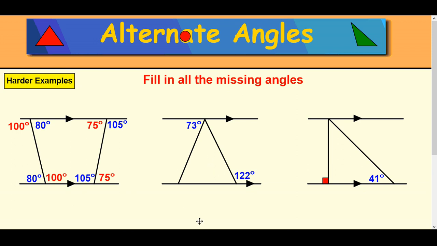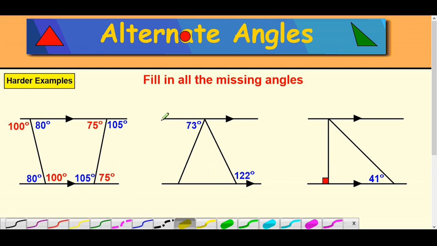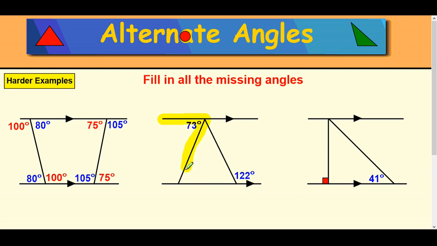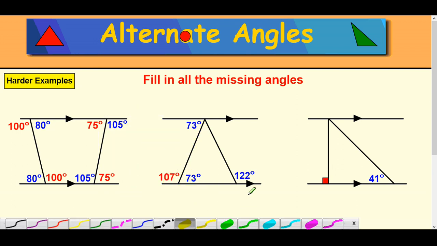Right, onto this one. So I can see I've got a Z shape here, going along, down, and along, which means that that one in there is going to be 73. And these two angles here add up to 180, so that's going to be 107. Okay, now I'll get rid of that. And I'm going to look at the other side now here.